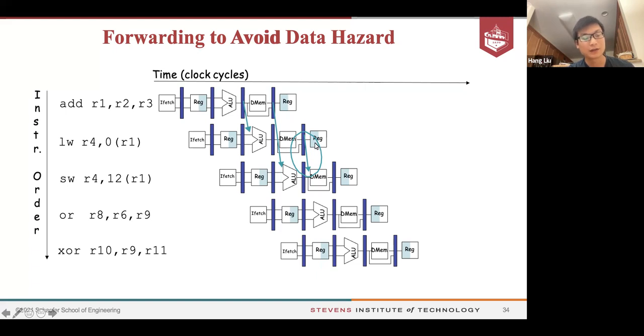For the second instruction, we load the data of R4, and then we store R4 back. So we also do the forwarding from this part to the memory. Since calculating the address happens in the ALU, that's why this forwarding goes here. And then using this value for the store happens in memory access. That's why the forwarding from the second instruction to the third instruction happens here. Okay.